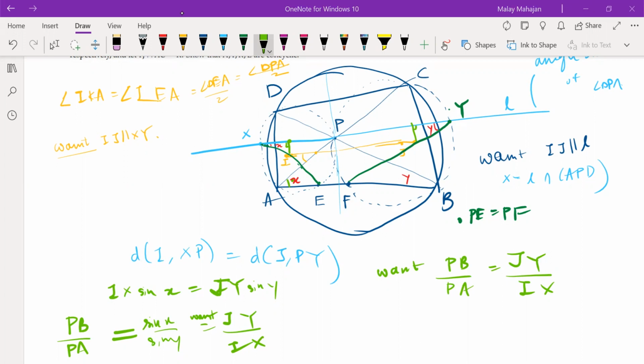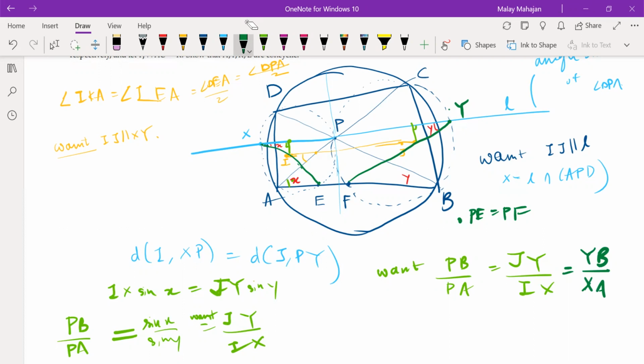But like JY is just YB and IX is IA. Sorry, XL. Exactly. So if you see this circle and the fact phi, from fact phi you get that IX will be equal to XA and YJ will be equal to YB.